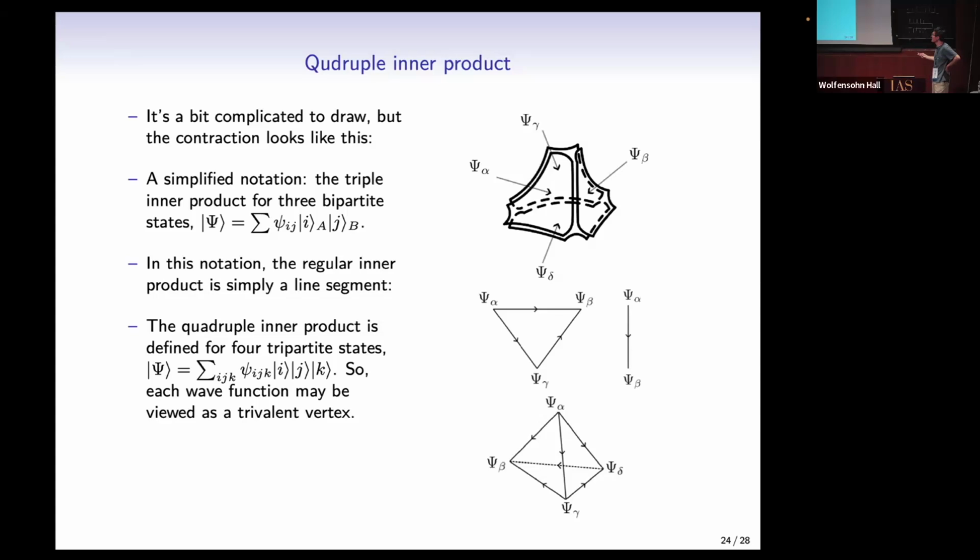And following this line in 1 higher dimension, I make a tripartition for 2D space. So schematically, my state looks like this. So now a state is a 3-index object, and I can think about contracting them in this way.